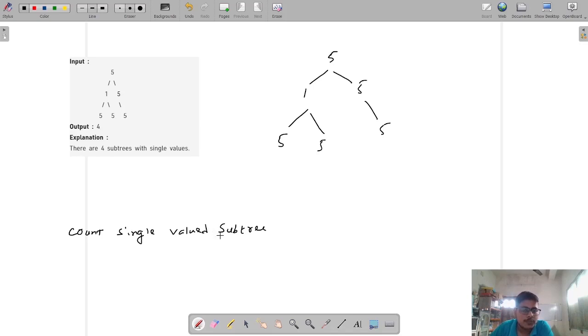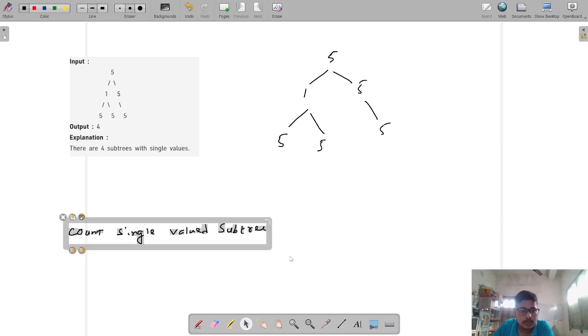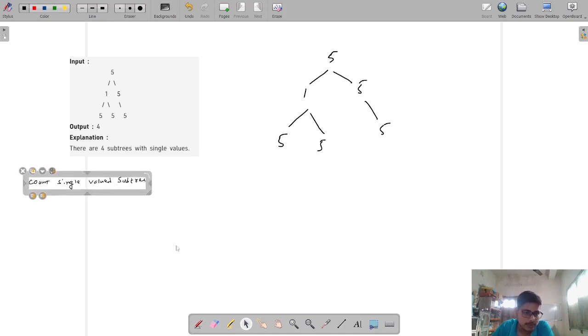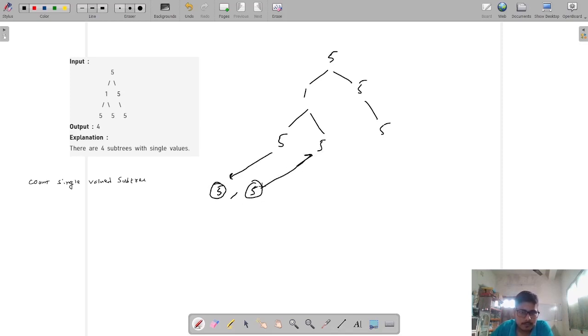So first understand what the subtrees of this tree are. You have to count single valued subtrees, so first understand what subtrees of this tree are. So this is in total a tree. It has subtrees which are this node, right? This node is itself a subtree. So this node is a subtree. This node is a subtree. This subtree 1 5 5, this is a subtree.